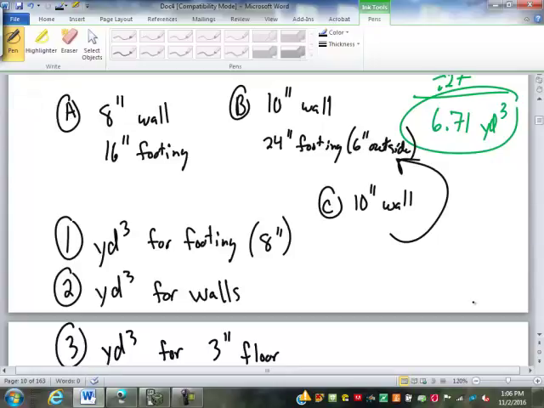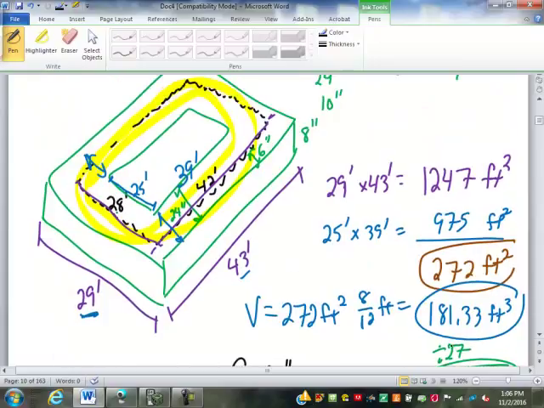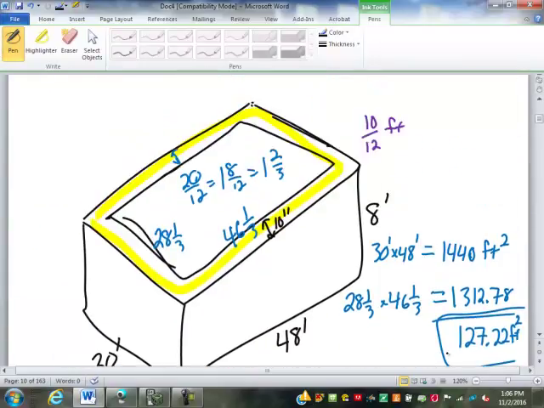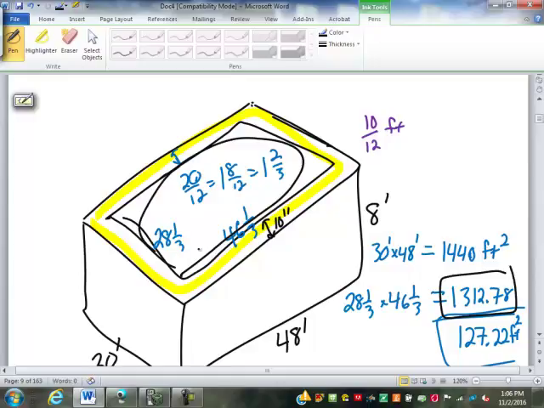The floor, I'm going to give you a little hint. Up here, when we did our walls, this area right here, this is what we subtracted off on the inside. That's the area covered by our floor. So if I wanted the volume of the floor, I would just take that area times 3/12 because it's 3 inches thick. That would give me the cubic feet for the floor, and I just convert it to yards.